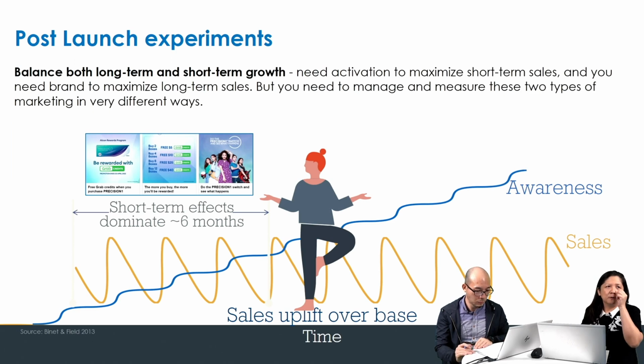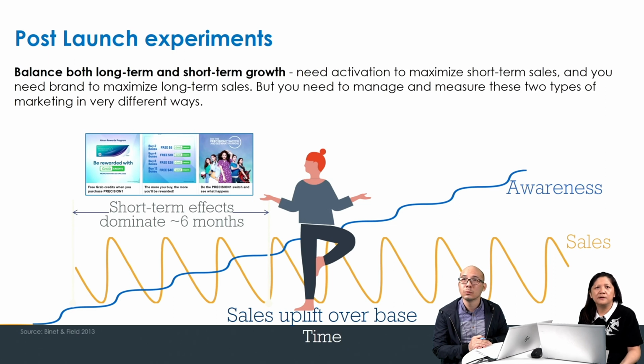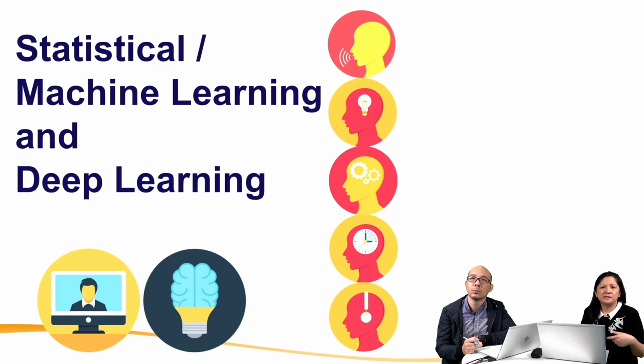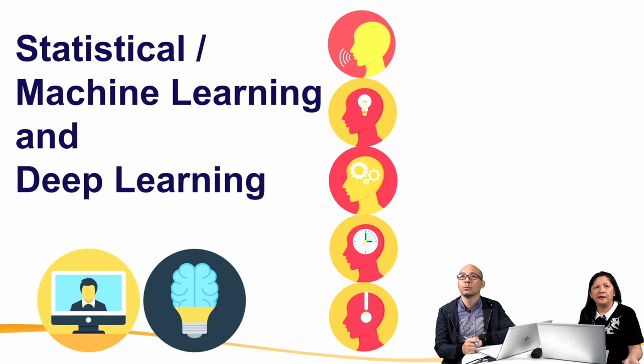Okay, so in a nutshell, businesses need to balance both long-term and short-term goals, and we can use experimentation to test and measure these two types of marketing in different ways. In the short term, will our messaging and advertising efforts have any sales uplift effect? And in the long run, will our benefits and messaging be able to drive long-term awareness and sales for the organization? Okay, so that's on experimentation and predictive analytics.